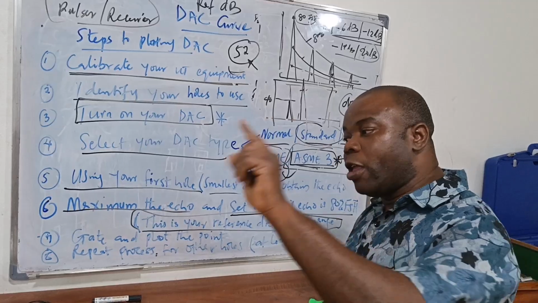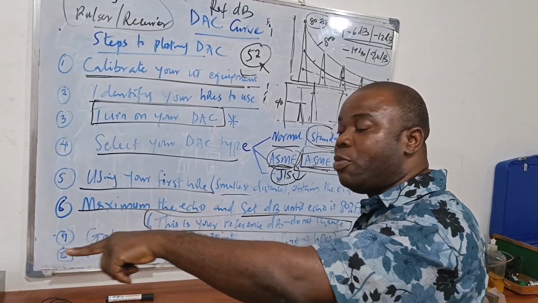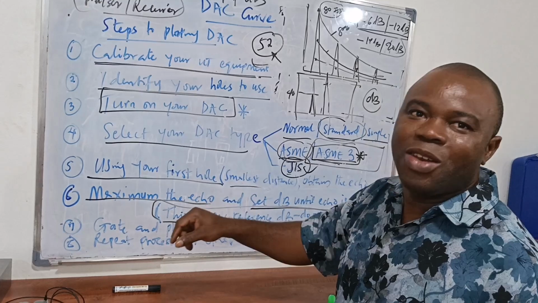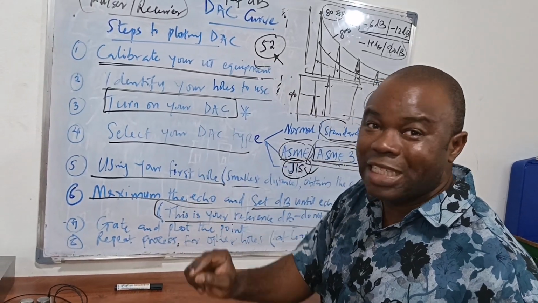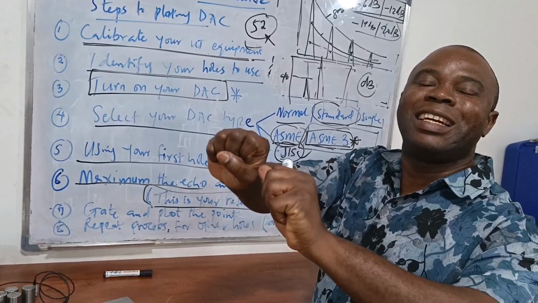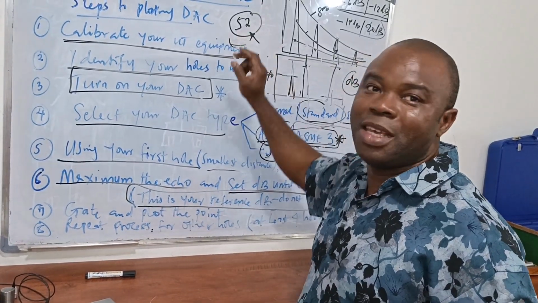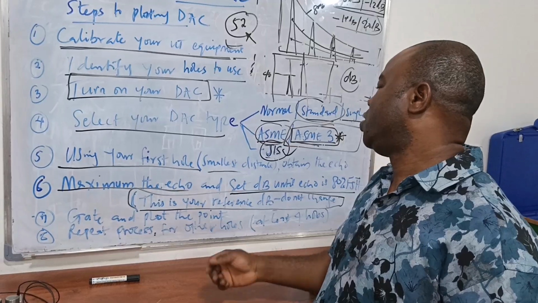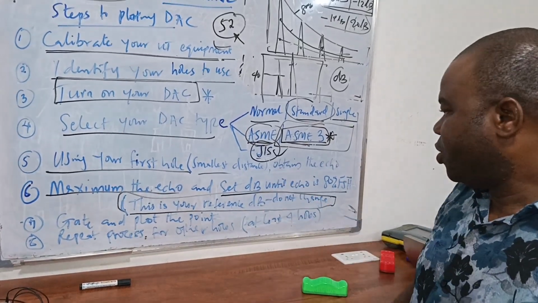It's available in all modern machines. You can go to the machine and set this value as your reference dB. Or in some cases, immediately you plot your first point, the machine will automatically grab that value of this dB and it will set it as your reference dB. So do not change it.